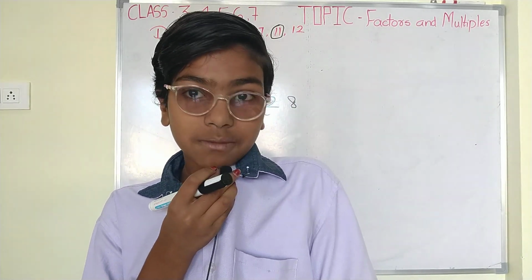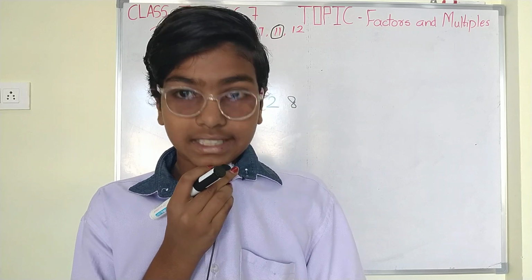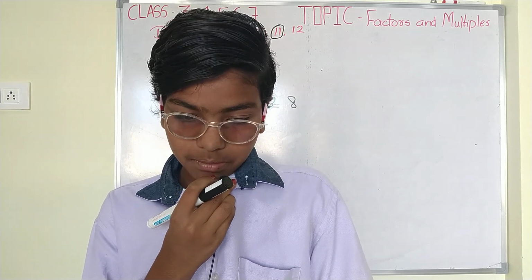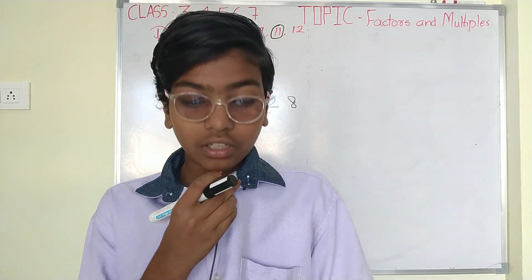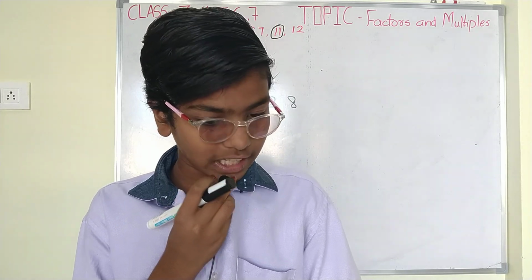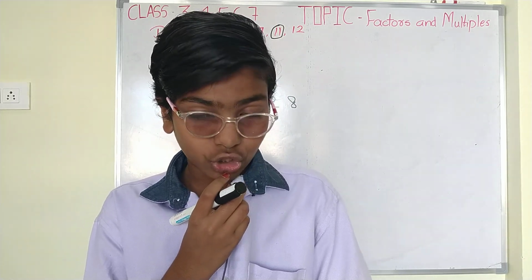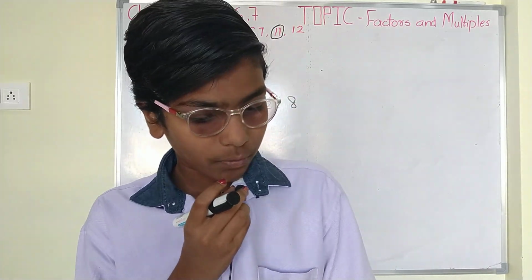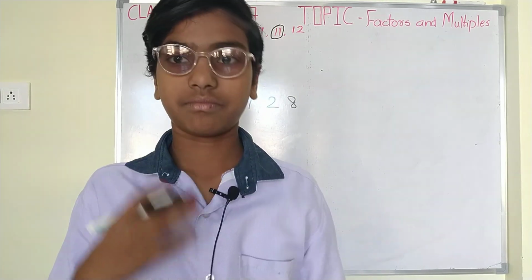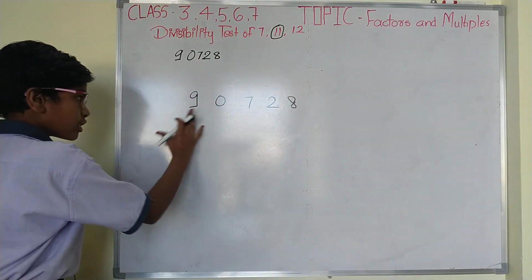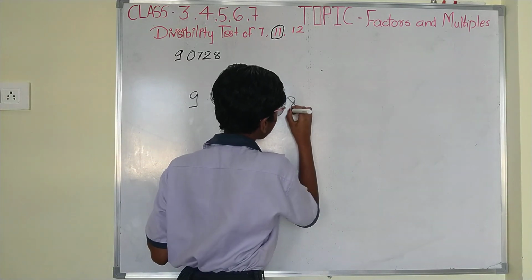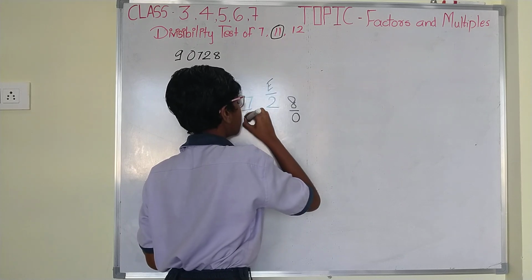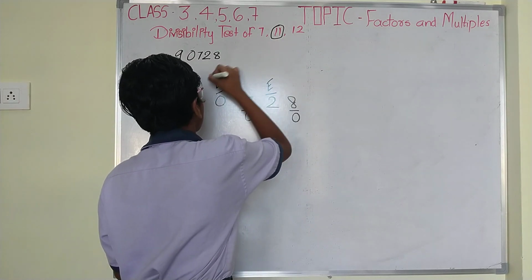The units place is always odd when you are finding whether the number is divisible by 11 or not, or putting the divisibility test of 11. The last place, or the units place, or the ones place, whatever you might be calling it, must be an odd place. Now 90728. So this is odd. This is even, okay? This is odd. This is even. This is odd.